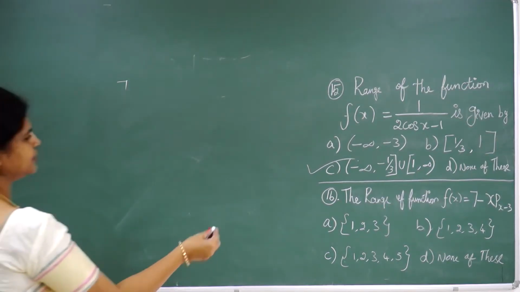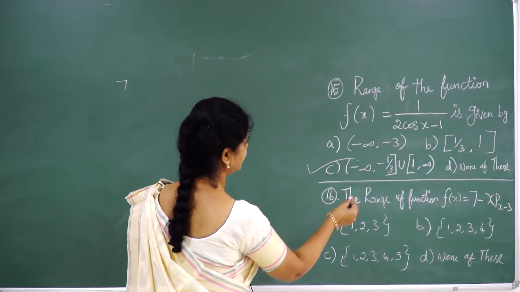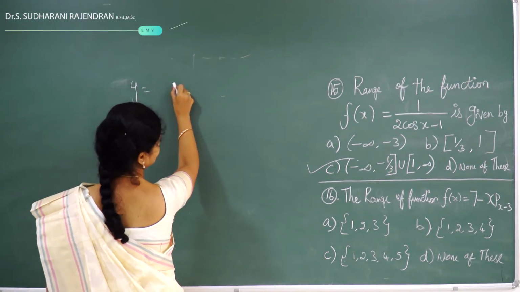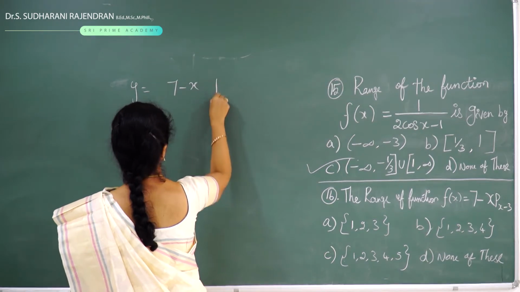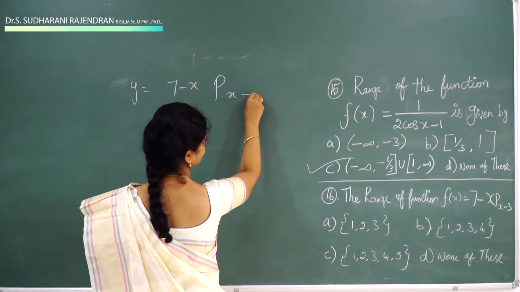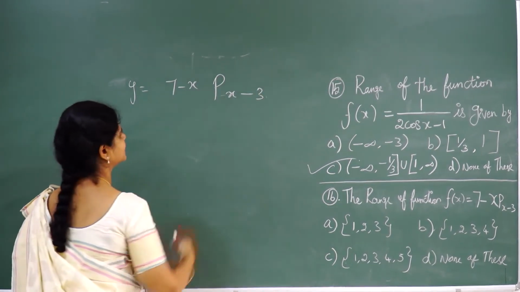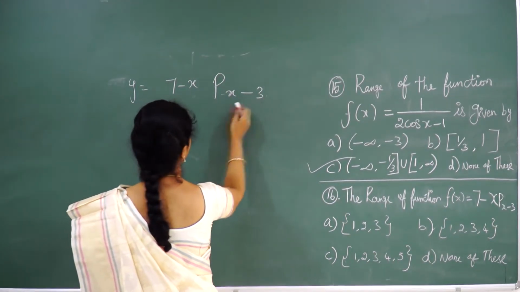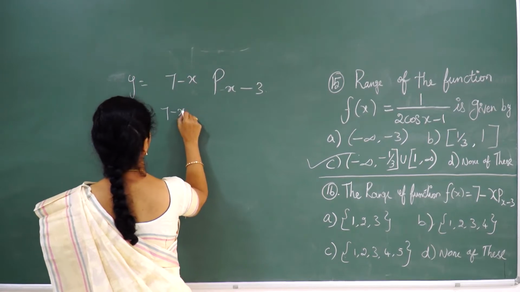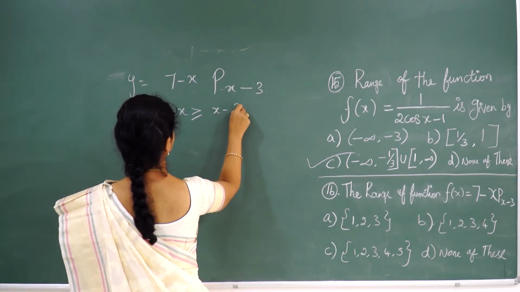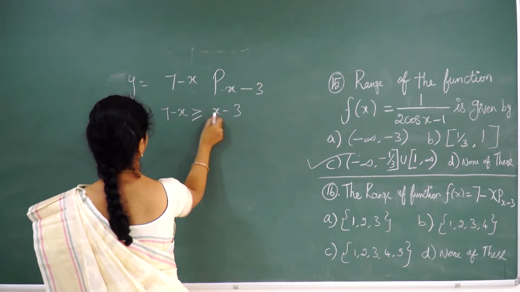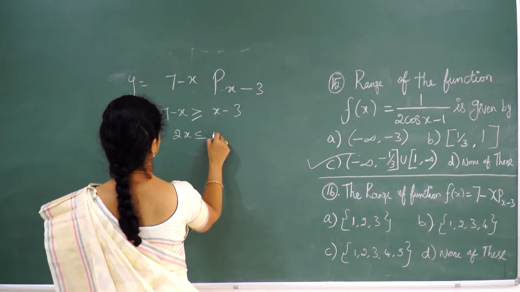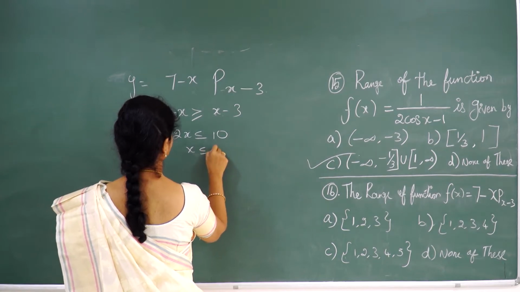So next, the range of this function is given by f of x equal to, you take y equal to 7 minus x permutation, this is nothing but permutation of x minus 3. By this, 7 minus x is greater than or equal to x minus 3. That is your first condition. So you bring this 2x here, 2x is less than or equal to, you bring this 3, this is 10, so x is less than or equal to 5.